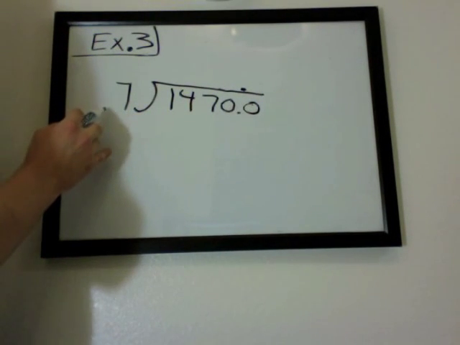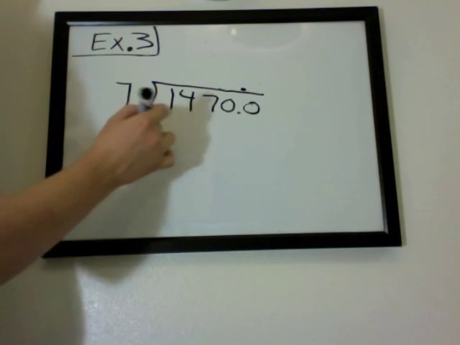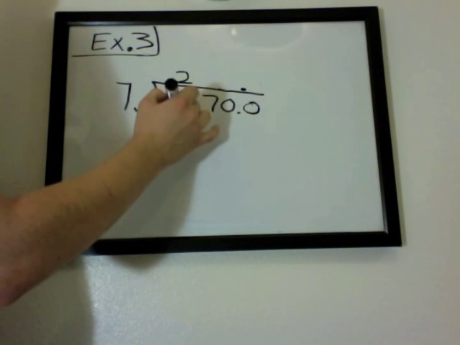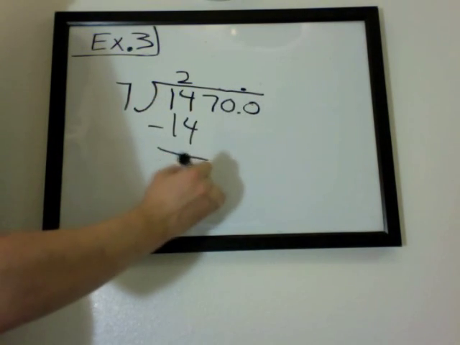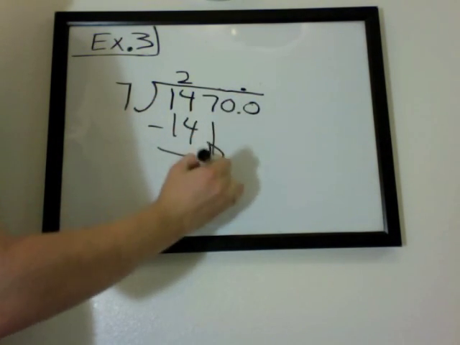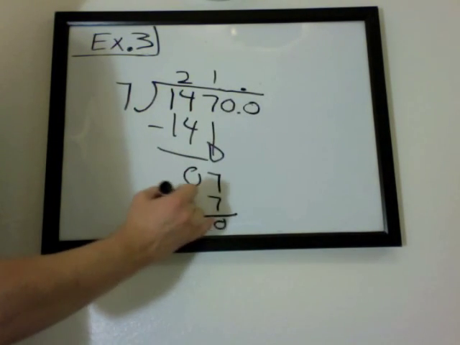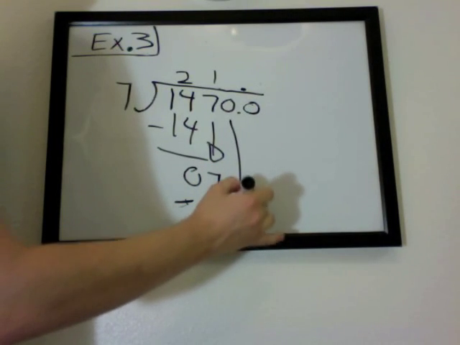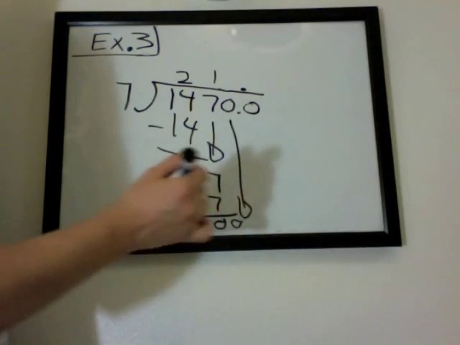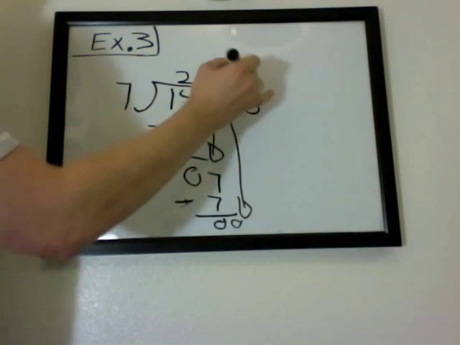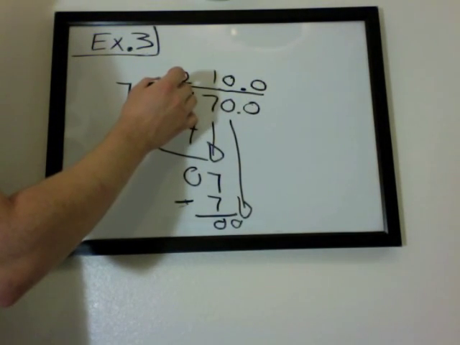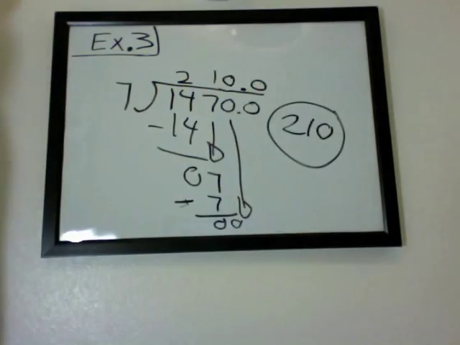What multiple of 7 can go into 14? It'd be 2. 7 times 2 is 14. Subtract those and you get 0. Bring down the 7. This can go into it 1 time. This also becomes 0 if you subtract those. Bring down the 0. 7 can't go into 0 any times, so you just add a 0. So your final answer for this one would be 210.0. Or you can just write it as simply 210.